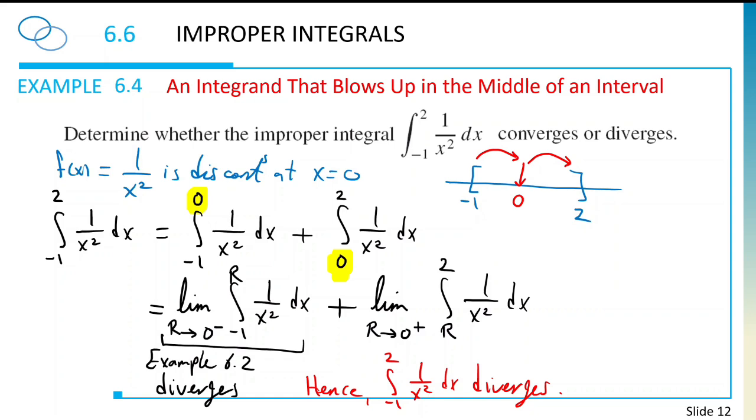So what we introduced in the first three examples: in the first one we had an issue with the upper bound, and we dealt with it easily. The second one had an issue with the lower bound. In this third example, we have an issue in between, so I had to split the integral into two integrals and deal with them separately, one by one. The first one we already explained in detail in example 6.2, and it was divergent. That's why the overall integral is divergent.